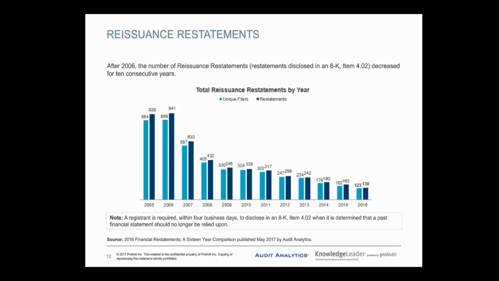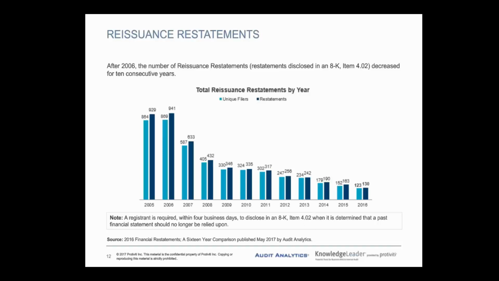Because of that, 2005 was the first full year that the reissuance restatement came into effect. And you can see right out of the gate, the first 2 years were the highest in terms of both the number of companies that had reissuance restatements and the total number of reissuance restatements. After that slight uptick from 2005 to 2006, it's been a steady 10-year decline since then, and it bottomed out in 2016 with only 123 companies filing 130 reissuance restatements.